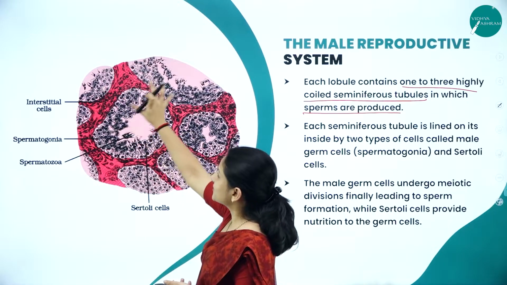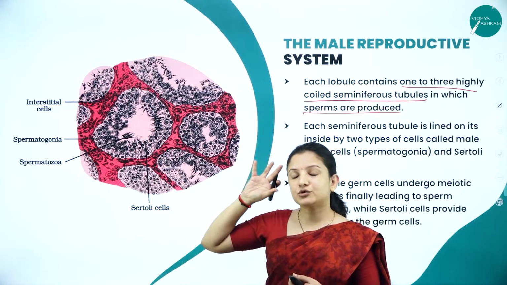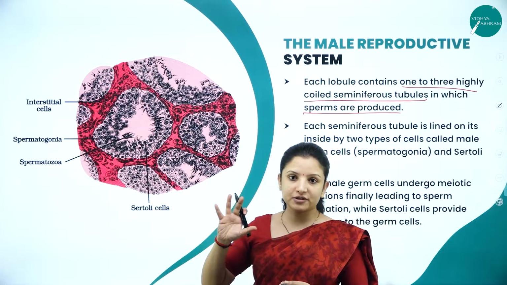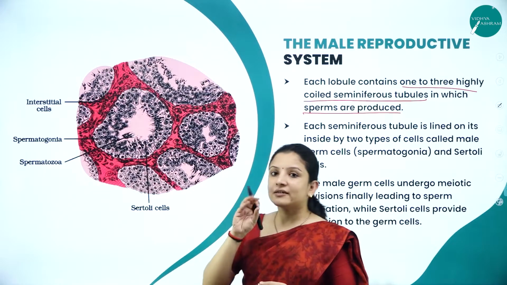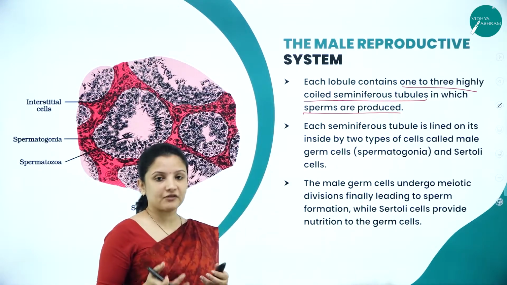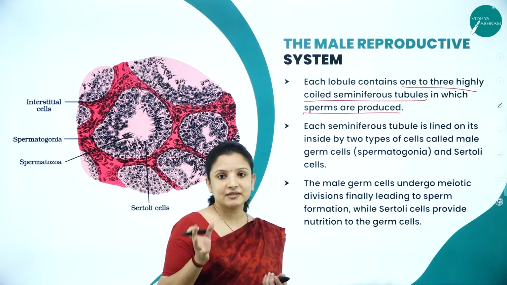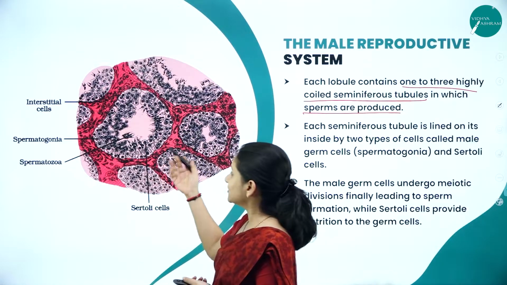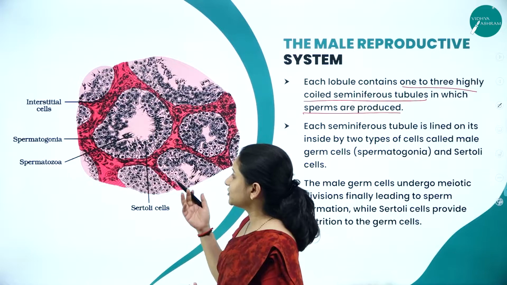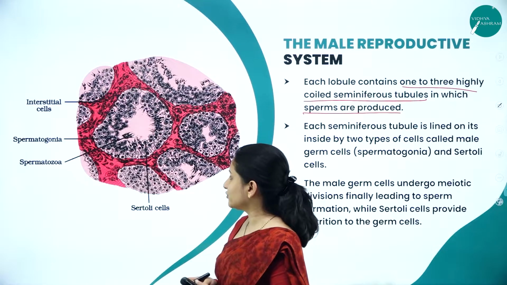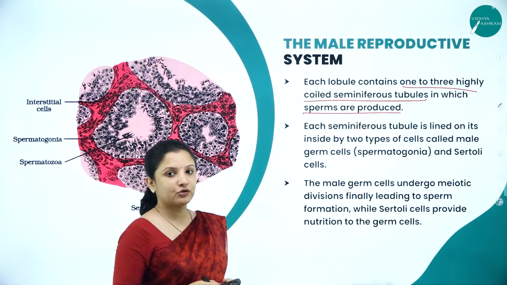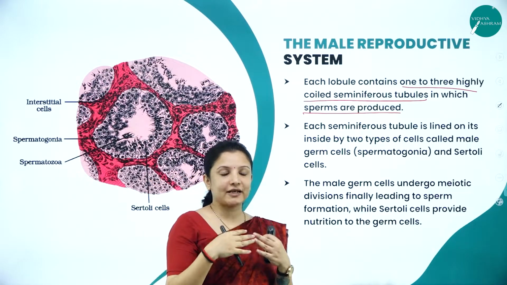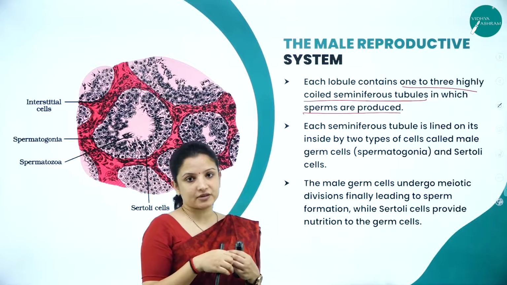Like this, numerous compartments, that is 250 compartments or lobules, are present. Inside these 250 compartments or lobules, there are seminiferous tubules, and it is in these seminiferous tubules that the sperms are produced, the spermatogonia, the spermatozoa, all that are produced there. And each seminiferous tubule is covered towards the inside. What is there inside of the seminiferous tubule?